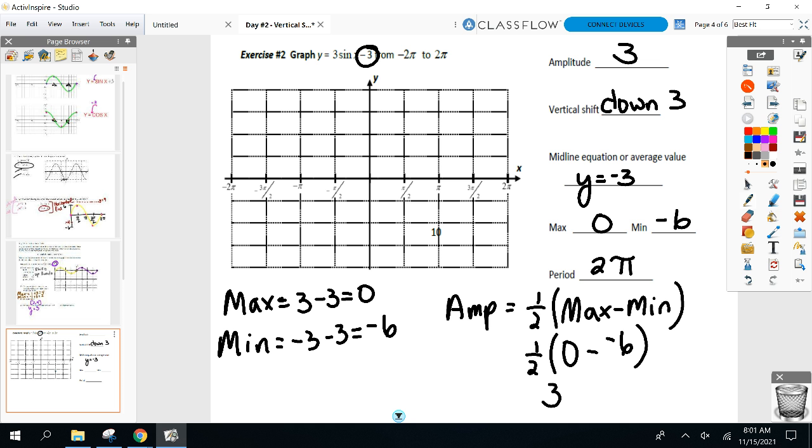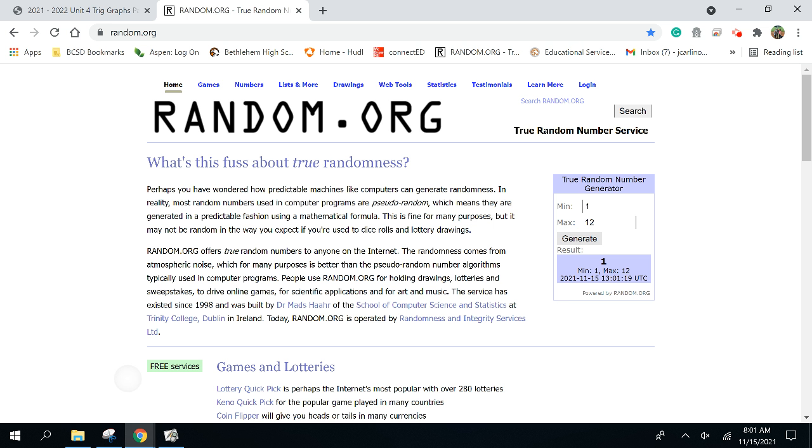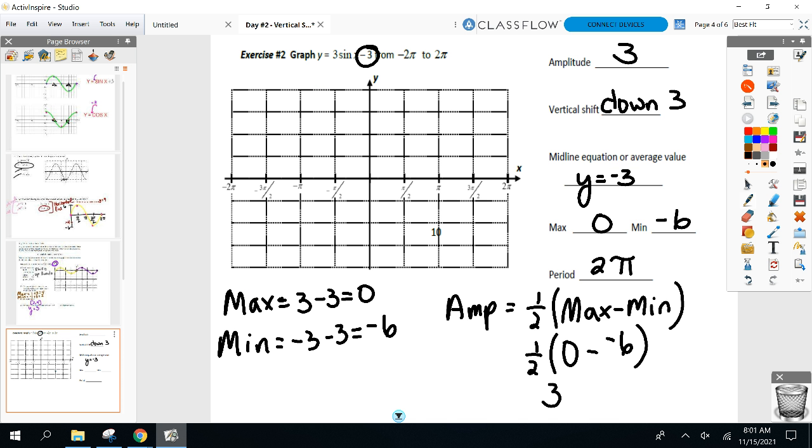You ready to graph? Guys, the work is all done for you now. You did all the hard work. Now you just got to remember where sine goes. Starts, goes, ends. All right, you have everything here you need. Where does sine start? Where does sine usually start?